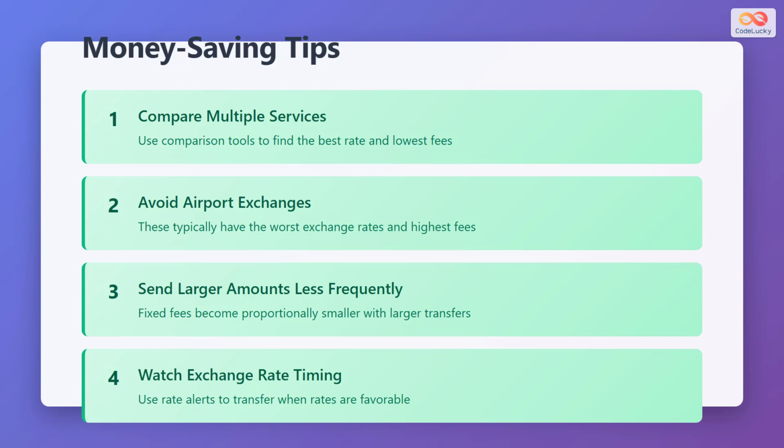Third, consider sending larger amounts less frequently rather than many small transfers. Since many services charge fixed fees regardless of amount, consolidating transfers reduces the proportional cost. For example, sending $1,000 once costs less than sending $200 5 separate times. Fourth, monitor exchange rate movements and use rate alert features offered by many services. Currency values fluctuate constantly, and transferring when rates are favorable can save substantial amounts on large transfers.